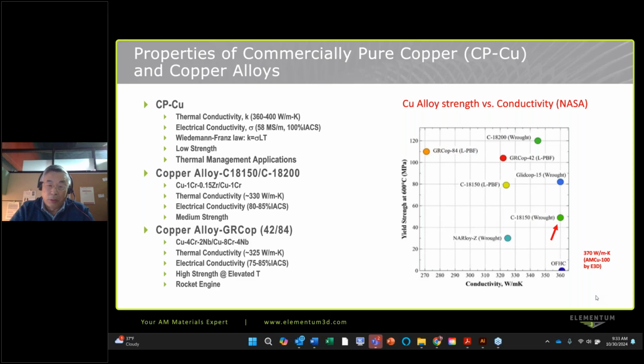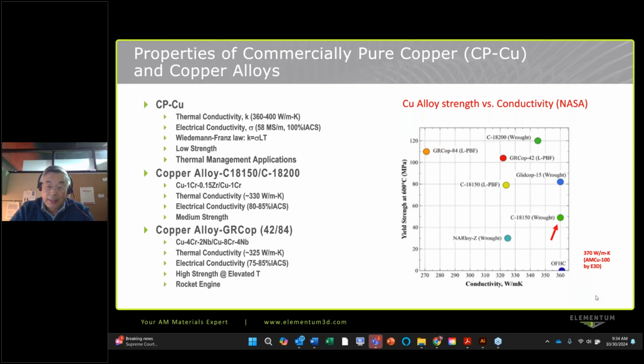So when it comes to copper alloys, there are numerous copper alloys, a lot of bronzes, and there's no difficulty printing those. So I'm not going to talk about those, but I'm going to talk about the alloys that are really difficult to print. There's a supply chain issue. In particular, high-strength, high thermal conductivity alloys, such as GRCop-42 that was developed by NASA.